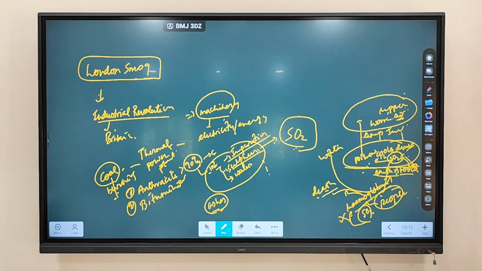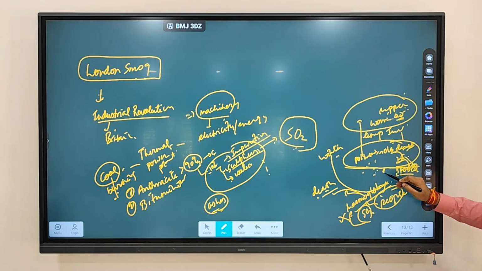That's why this is called what? London smog. It occurs when? In winter. Why winter? Because in winter it is colder, and all this sulfur dioxide will be trapped. If it is summer, then what will happen?